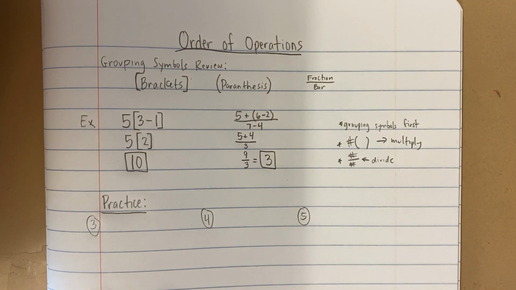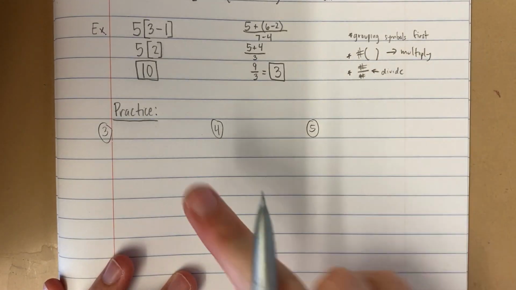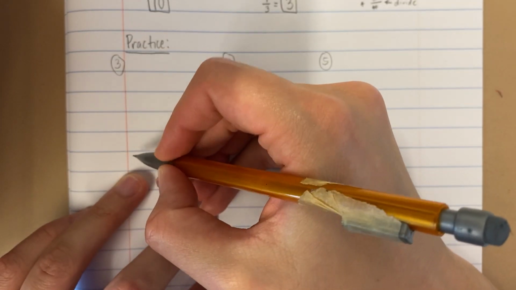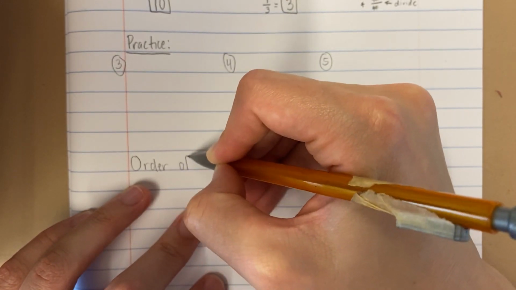All right, let's continue. So you did a grouping symbols review, right? You took notes. You did your 3 practice problems, 3, 4, 5, right? And now we're going to get into the full order of operations.